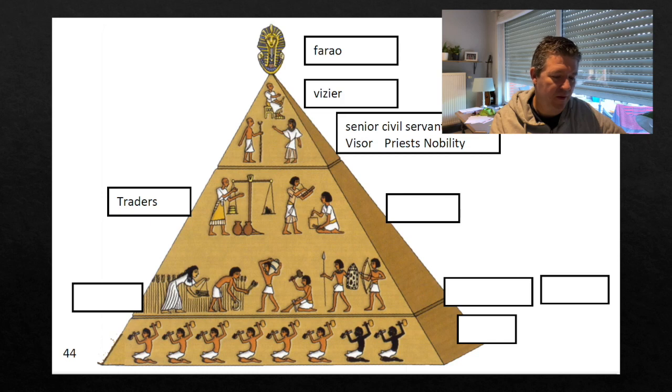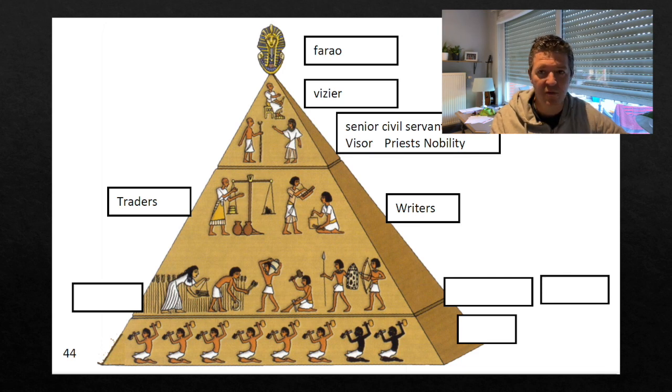Yeah. Next, we've got scribes. Also often called writers. Yeah. Scribes or writers, it's the same word. Not a lot of people could write in Egypt. Yeah? Actually, only very, very few people. So this meant that you were kind of rich, that you would have a very good social status. Heel goede sociale status.